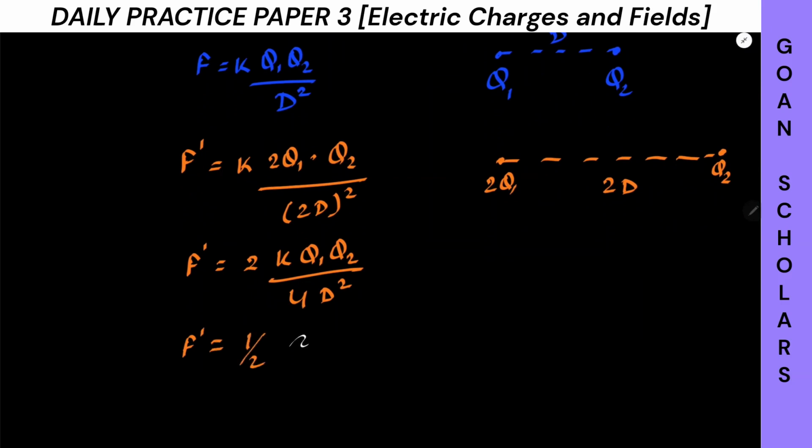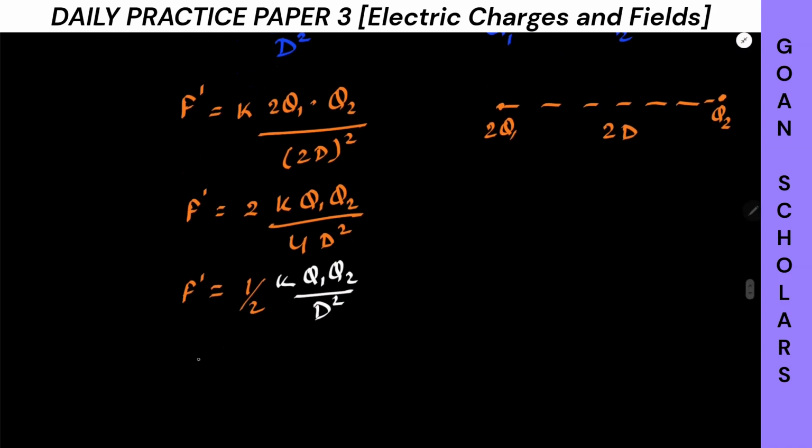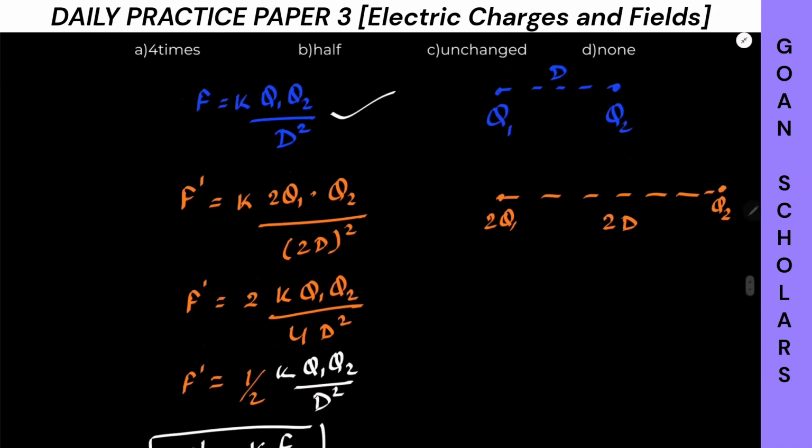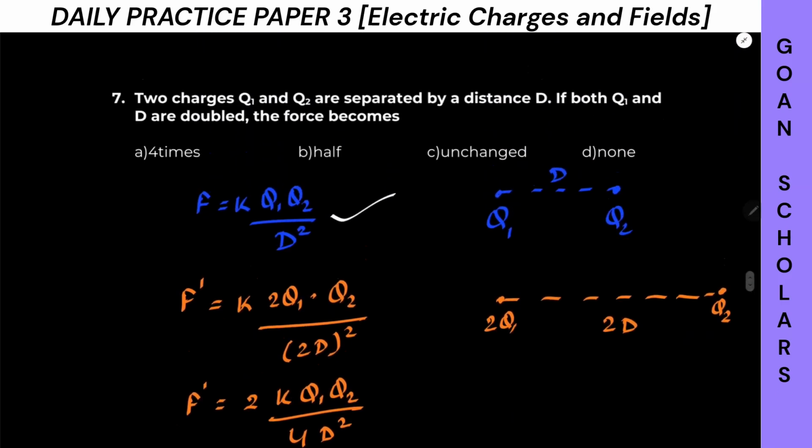And what is this? K Q1 Q2 upon D square. What is K Q1 Q2 upon D square? You can see here, this is our force. So new force will be half of the previous force. Correct? This is our answer to this. So half, it will become half. Option B for 7th one.